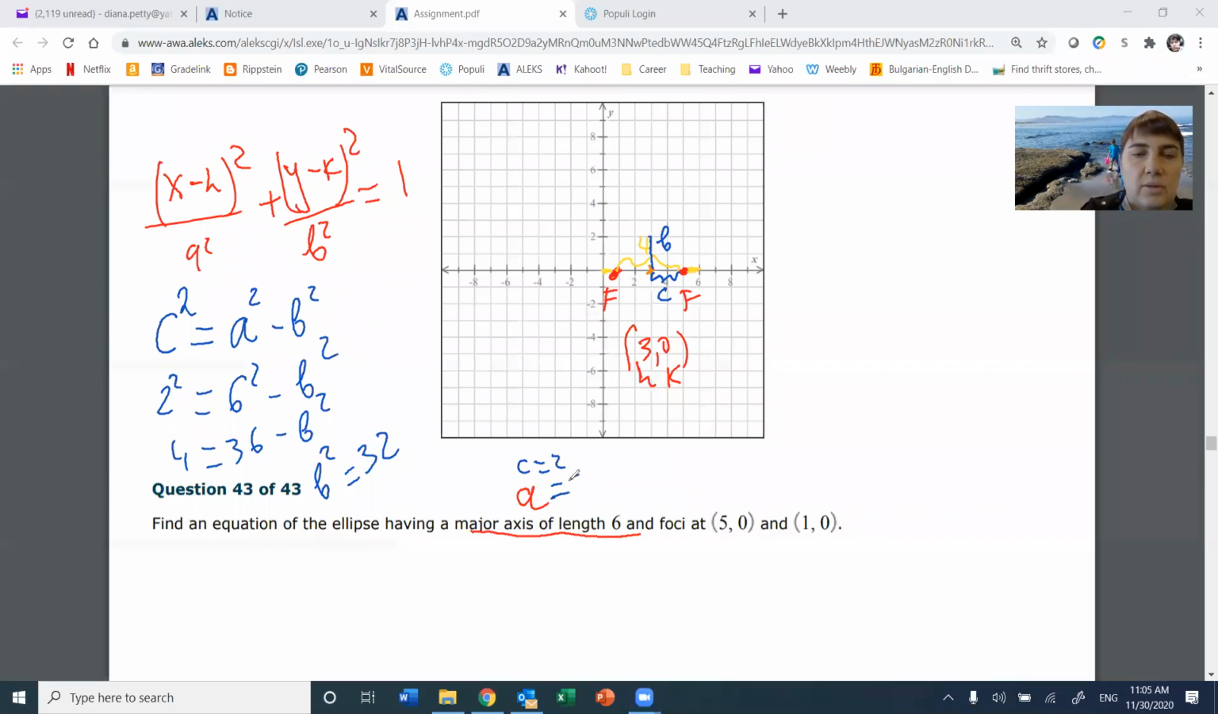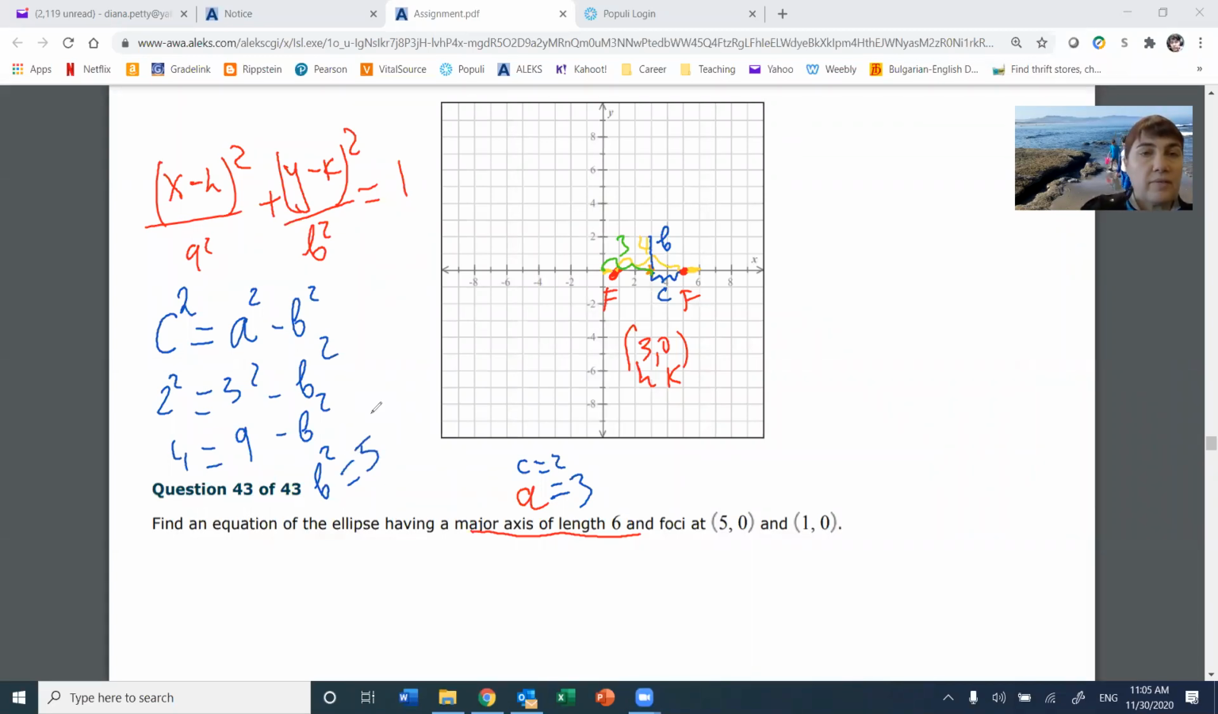a equals 3, not 6, right? Because a, if I can draw it in some color like green, a is from the center to the vertex. So this is a, which is just 3. So go back and revise: 3 squared is 9. So then it's 5. b squared equals 5. Here we go.